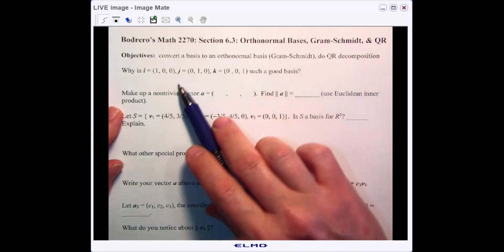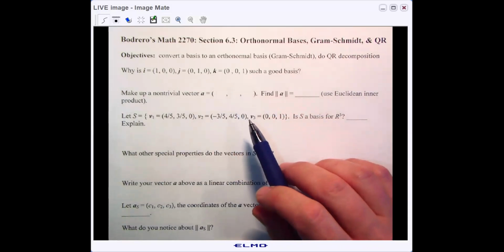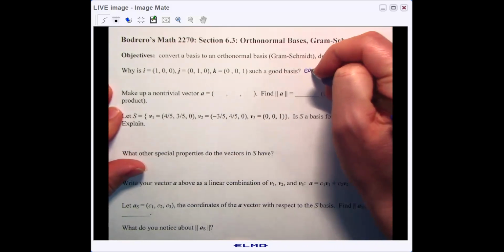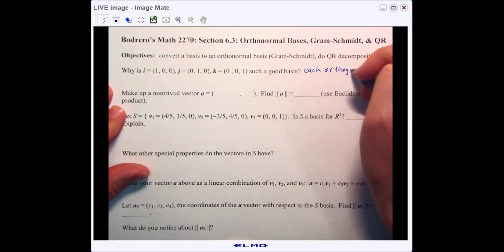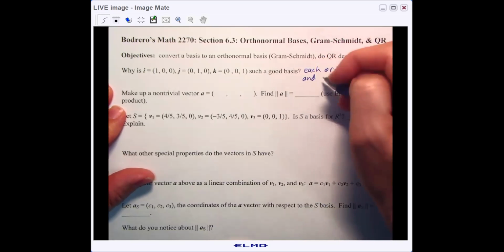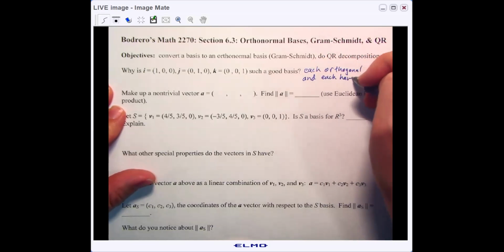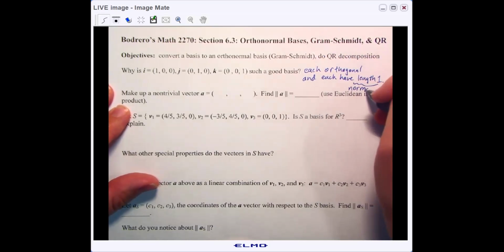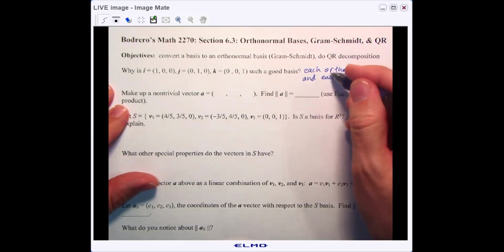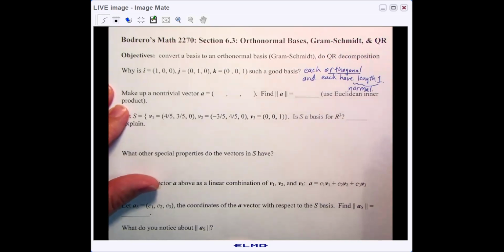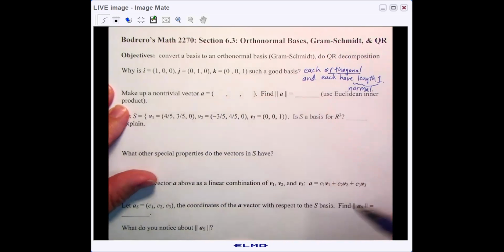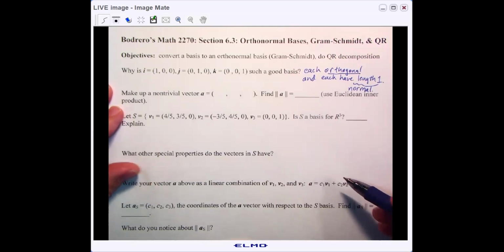First off, we want to start off with a question: why are I, J, and K such a good basis? I hope you came up with the fact that they are each orthogonal to each other. And another bonus thing is they each have length 1. I know we overuse this word, but in this case, when we're talking about something having length 1, we say that it is normal. So since they are pairwise orthogonal and each normal, we call I, J, and K an orthonormal basis.